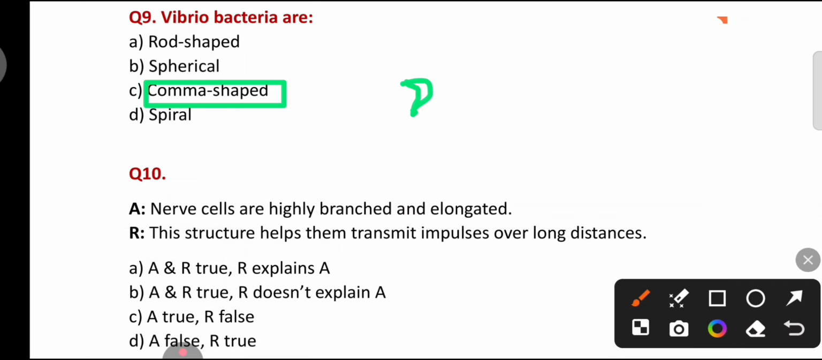Nerve cells are highly branched and elongated. This is a true statement. This structure helps them transmit impulses over long distances. This statement is also correct. Here, both assertion and reason are true and reason explains assertion.